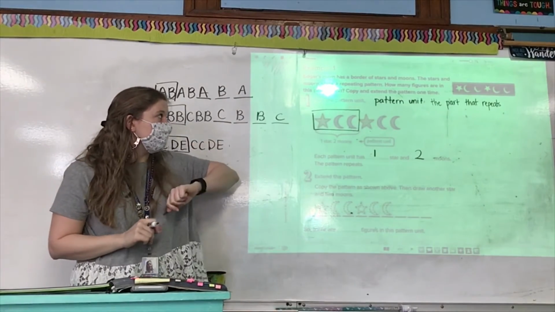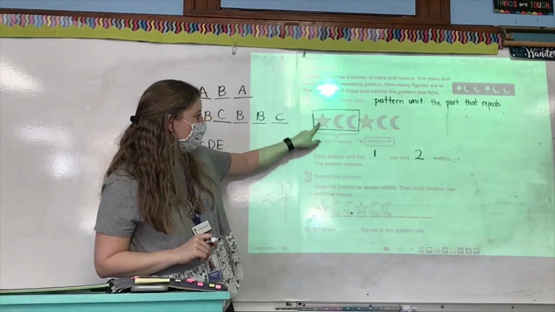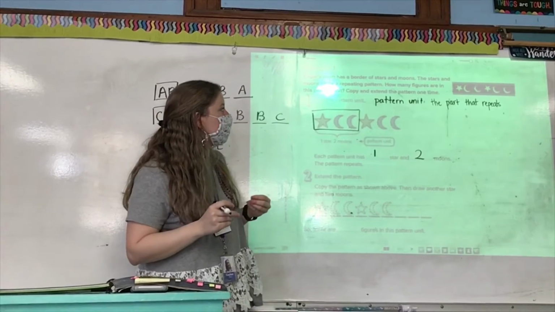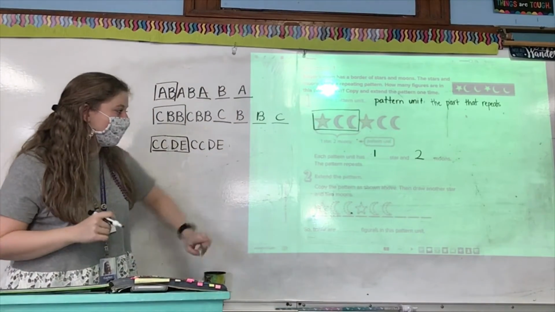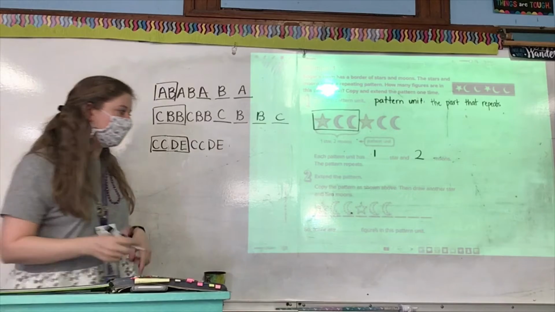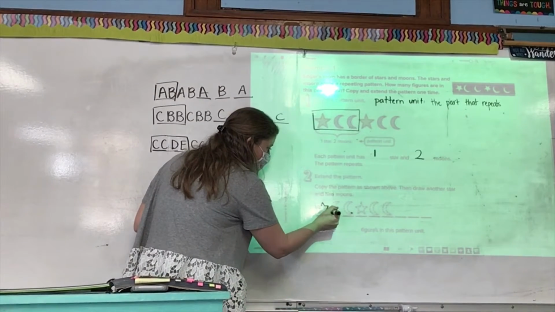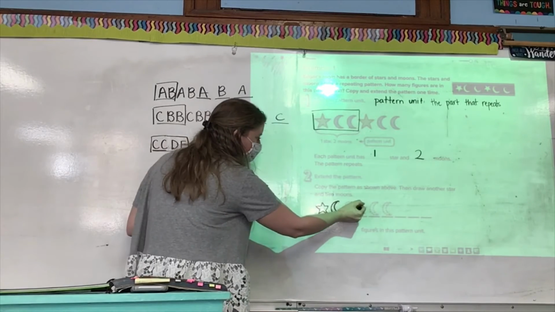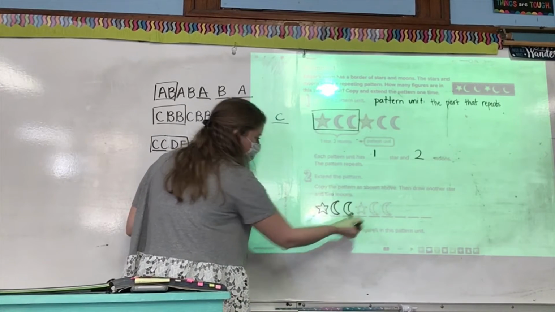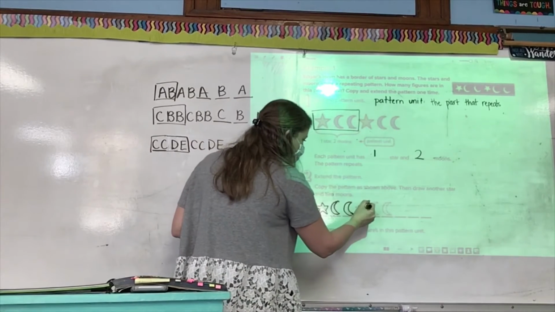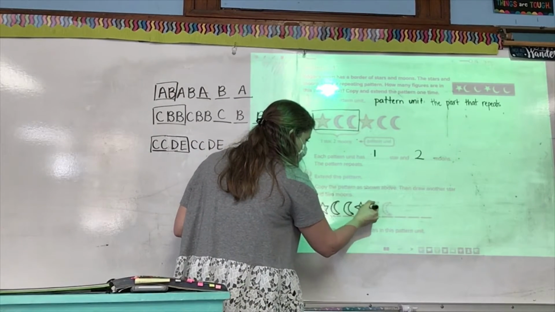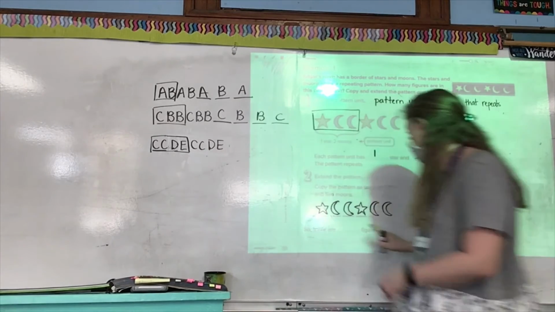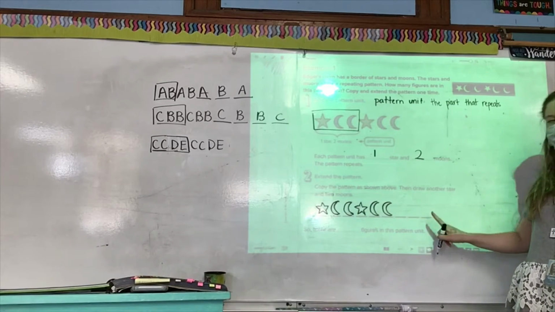So we did step 1. How many figures are in this pattern unit? Well, there's 1 star and 2 moons. In all, there's 3 figures in the pattern unit. Now, number 2, extend the pattern. First we're going to copy the pattern that's shown. Star, moon, moon. There's our pattern unit. We're going to repeat it one more time. Star, moon, moon. And now they want us to continue it 1, 2, 3 places.